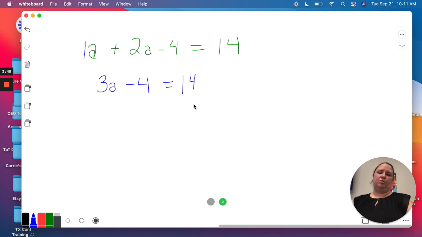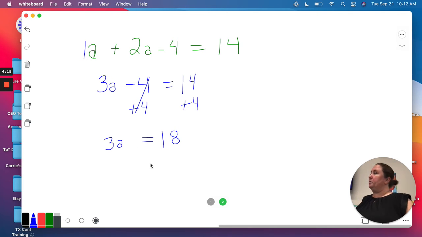Now I'm down to my 2 steps, right? All right. Max, what's the first thing I do here? Add 4 to both sides. Very good. We're going to add 4 because we're going to move away the stuff that doesn't have a variable attached to it. So that's gone. I'm left with 3A. What is 14 plus 4, Daisy? 18.